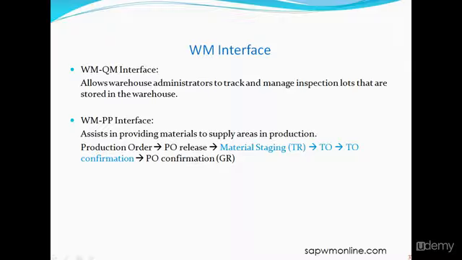Once we have the finished goods assembled, then we can actually do a production order confirmation, which would trigger a goods receipt for the final finished product. So this is how the WM-PP interface works.